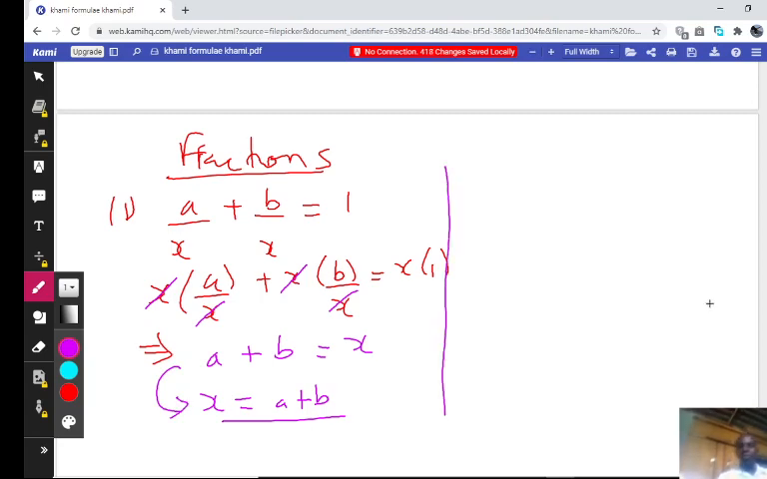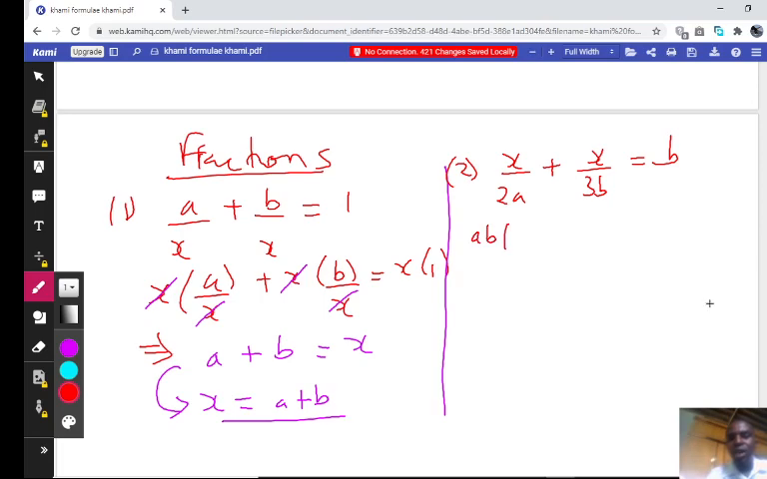Right. Then another example. Let me put another example. Example 2. It can be like x over 2a plus x over 3b is equal to b, like this, right? So we have to multiply everything by the lowest common multiple of the denominators. In this case, we have 2a and 3b. So what is the lowest common multiple of these denominators? 2 and 3, it's 6. A and b is ab. So we multiply everything by ab.